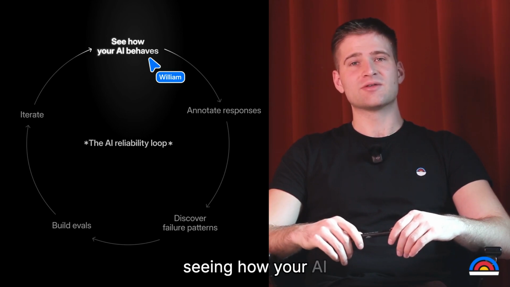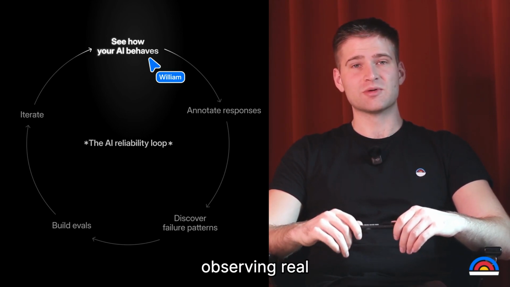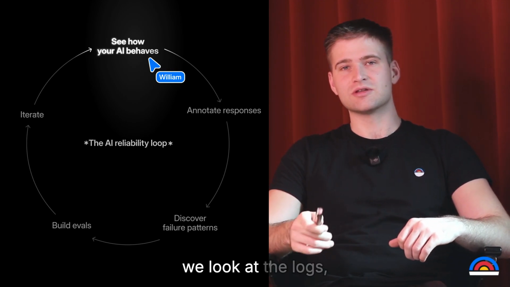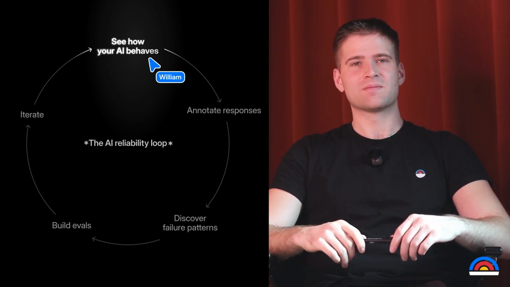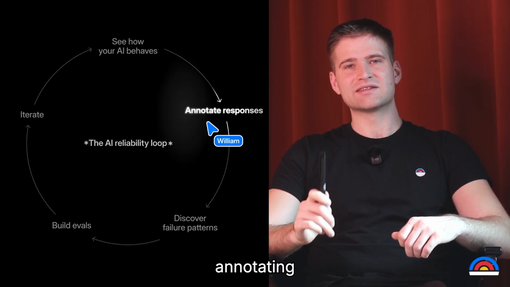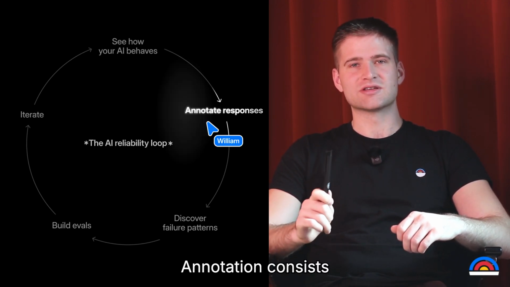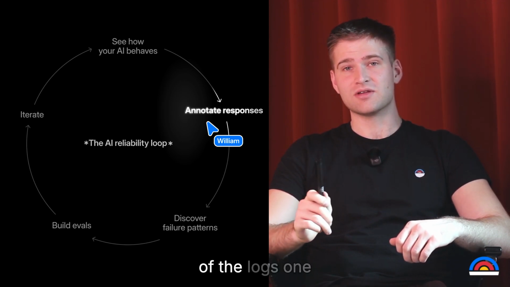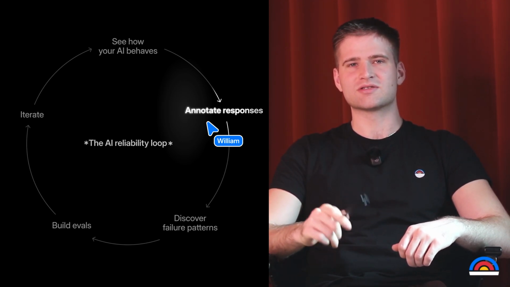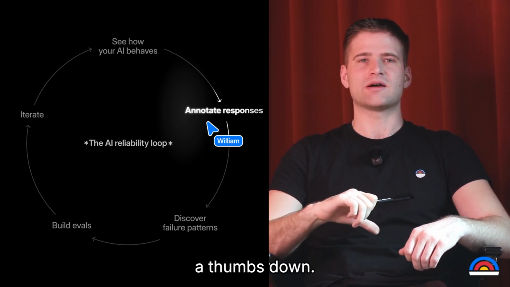So step 1 is seeing how your AI behaves. You start by observing real outputs: we run the prompt, we look at the logs, and we throw real user inputs at it. Step 2 is annotating responses. Annotation consists of a human going through a sampling of the logs one by one and writing down their thoughts on the output and giving it a thumbs up or a thumbs down.